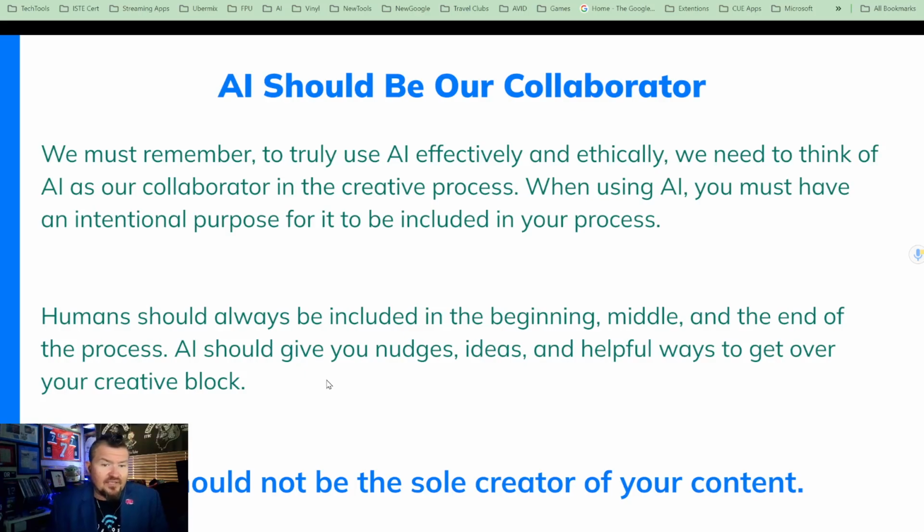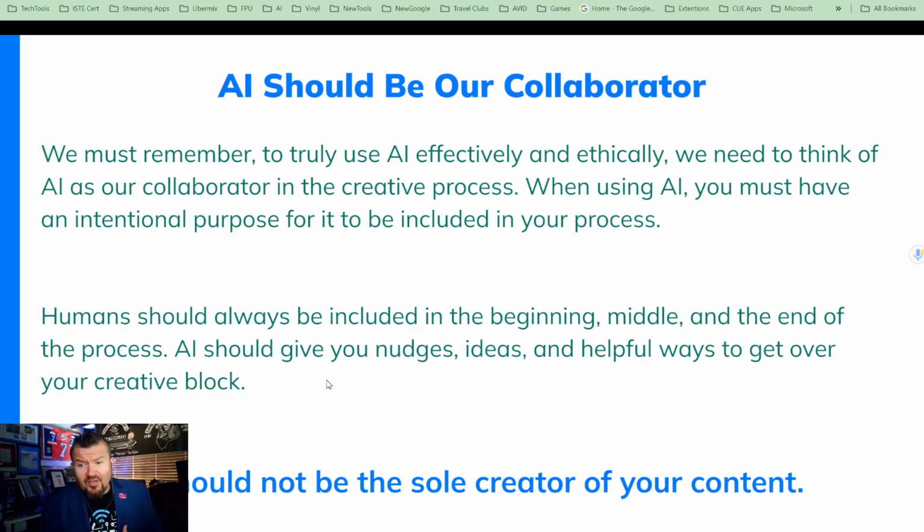in that process. And again, and I know I've said it multiple times, but it's so important to me that humans should always be included in the beginning, the middle, and the end of the AI process. AI should be there to give you nudges, ideas, and figure out helpful ways for you to get over or to move past any creative block that you have.